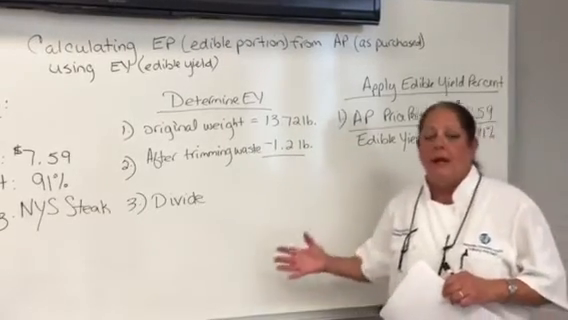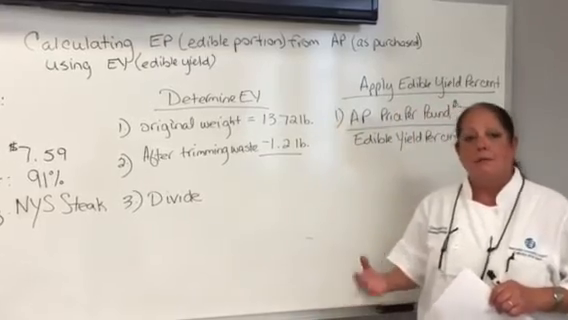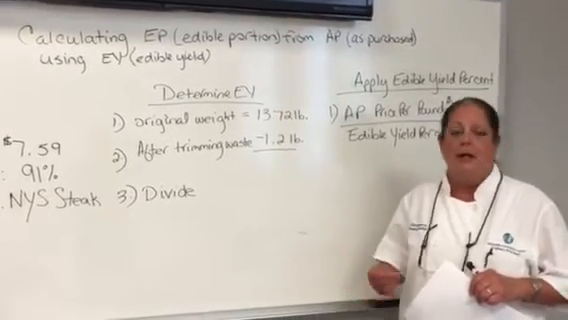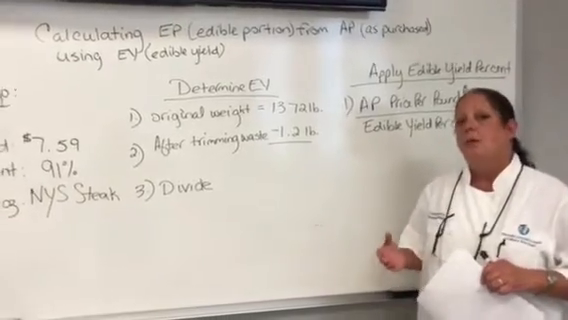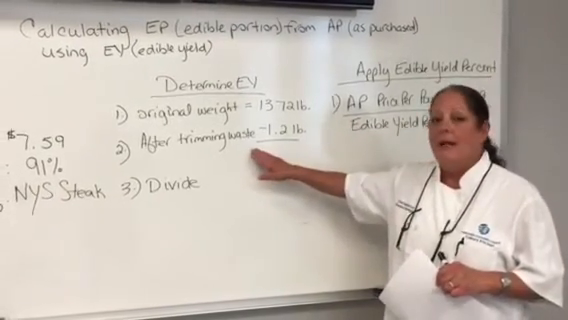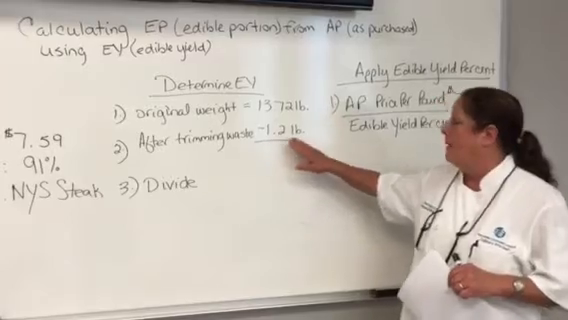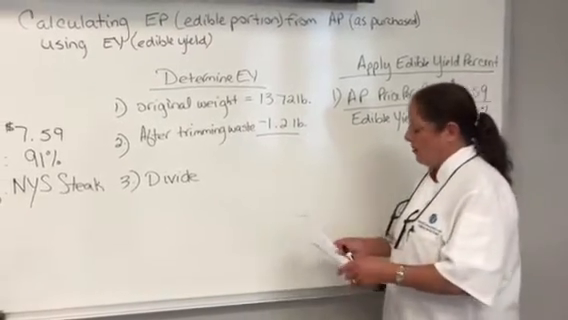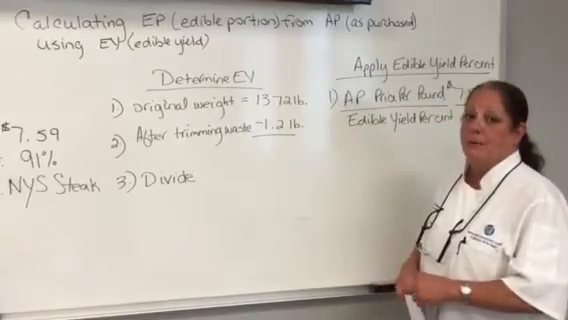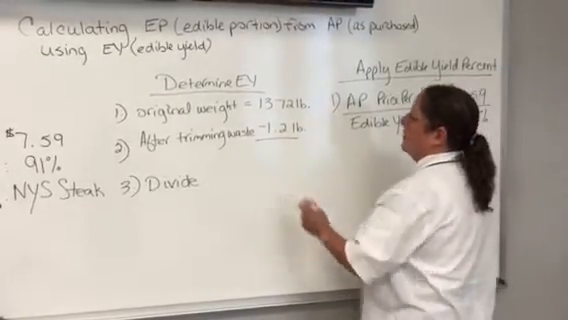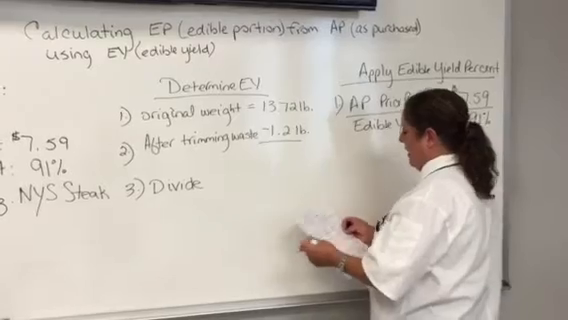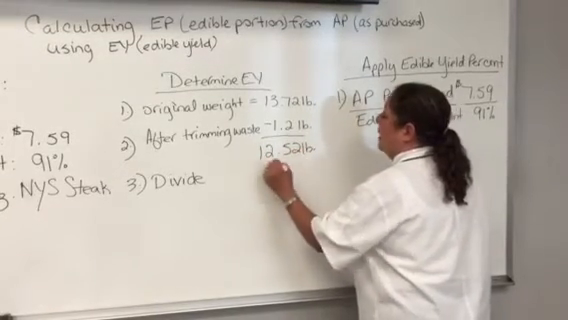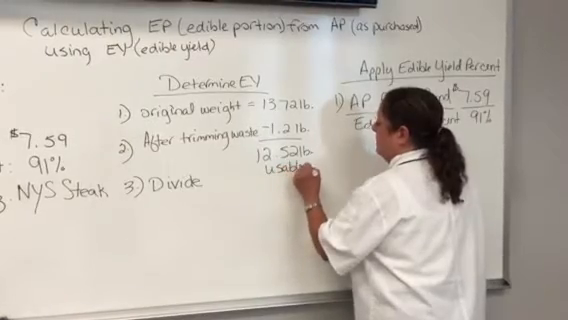Then after trimming, as most products are not going to be 100% usable, you're going to have, from peeling, from trimming, things like that, some waste. In our case, we weighed the waste after we trimmed it and we came up with 1.2 pounds. So from there, we determine what is our usable meat. Subtracting 1.2 from 13.72 gives us 12.52 pounds of usable meat.